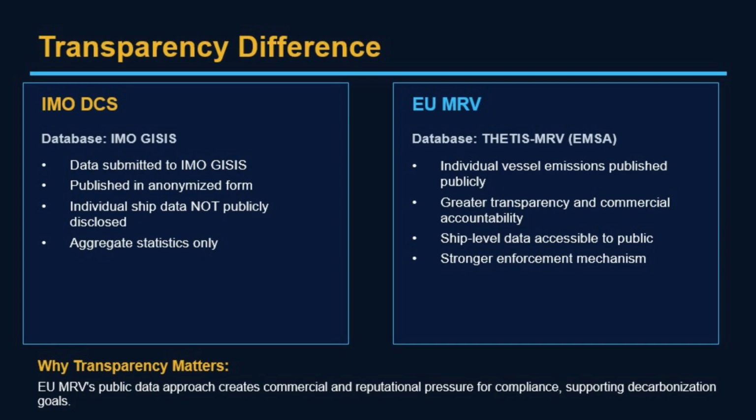Transparency is one of the biggest differences between the two systems. Under IMO DCS, data is submitted to the IMO GISIS database. The published information is anonymized. Individual ship performance is not publicly disclosed.